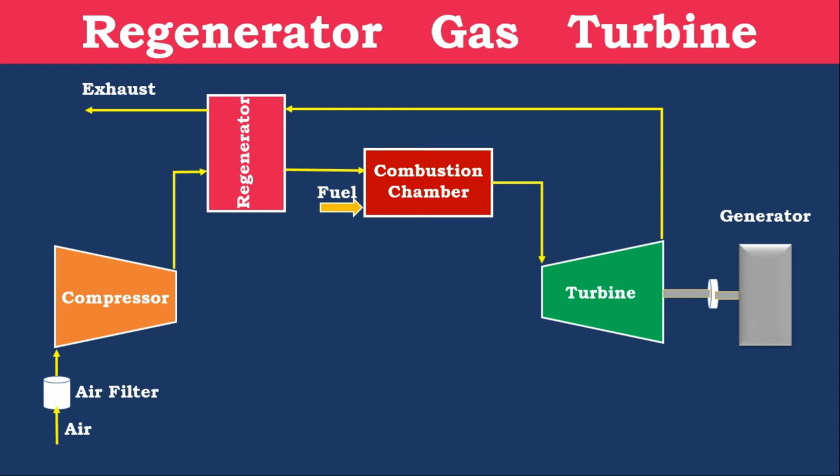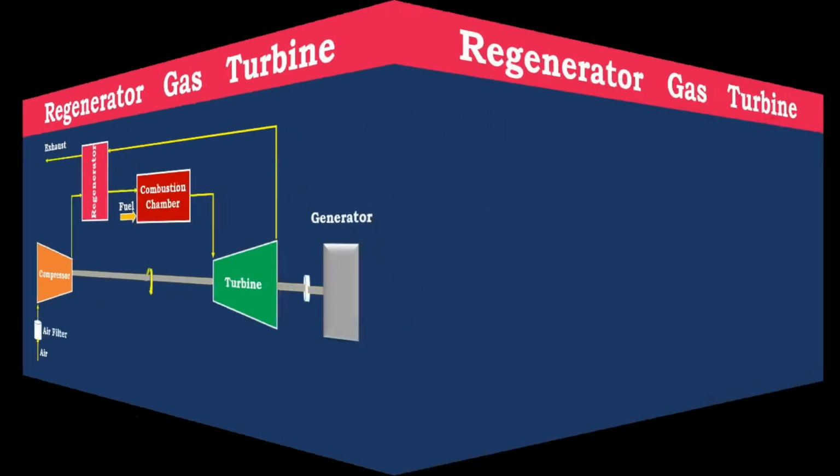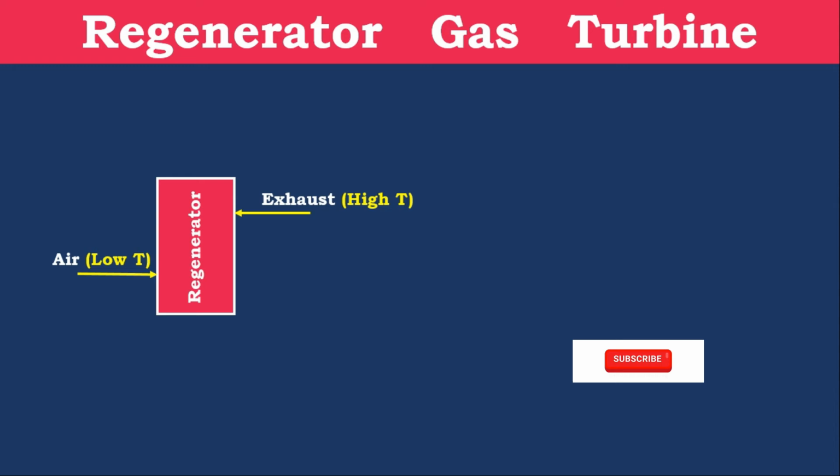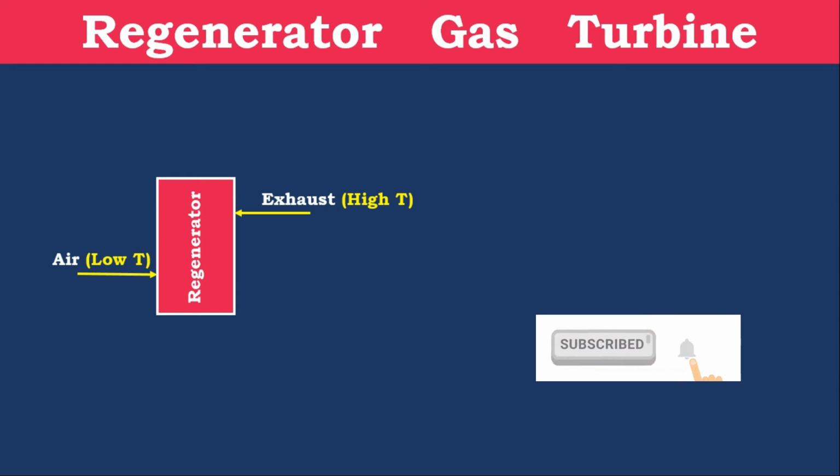We know that the compressor is a work consuming device. It consumes 70 to 75% of the power that is produced by the turbine. For better understanding, we will study the regenerator alone. We have a regenerator where compressor outlet air enters one side and turbine exhaust air enters the other side. We know that the compressor outlet temperature is low and the exhaust temperature is high.